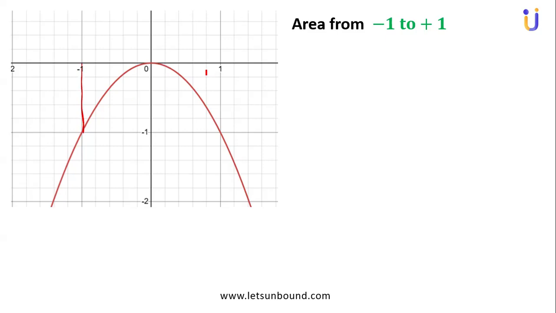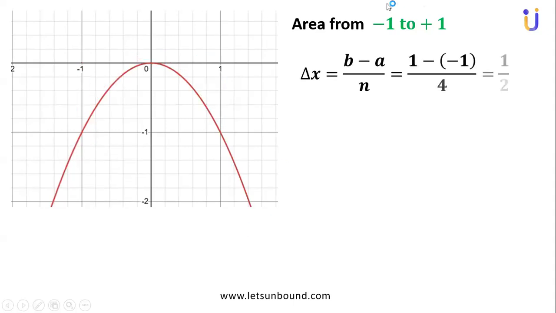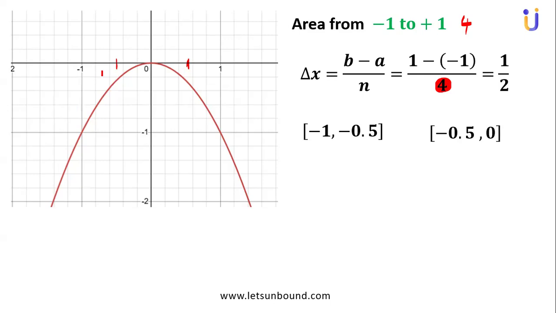So -1 to +1, what is the area? We need to find this area. The basic approach will be like this. You will find the del x, (b minus a) by n. I'm working from -1 to +1. So (1 minus -1) by 4, it's 1 by 2. Now, once you got your del x, and how many intervals I'm dividing, I have mentioned 4, right? So in this case, we are dividing into 4 intervals. So the intervals will be like this: -1 to -0.5, and so on. So 4 intervals we did, and you just write the intervals.